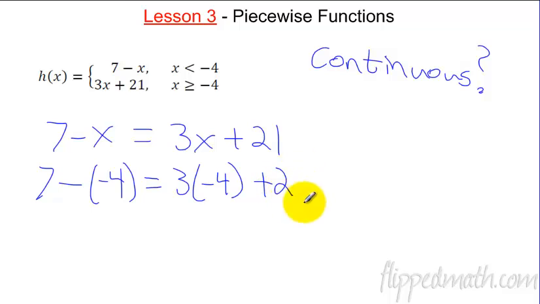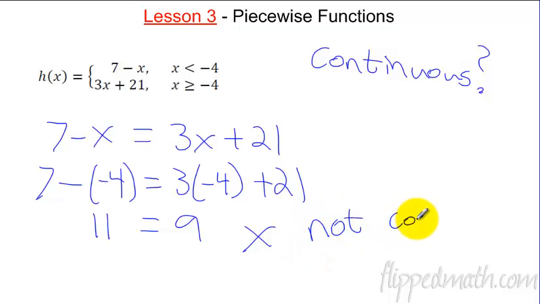Plus 21. And then we evaluate this. 7 plus 4, that's 11. Here we have a negative 12. Did I do that right? 7 plus 4 is 11. Here we have a negative 12, we're adding 21, and that's a 9. So this is not continuous. That's how we show it.